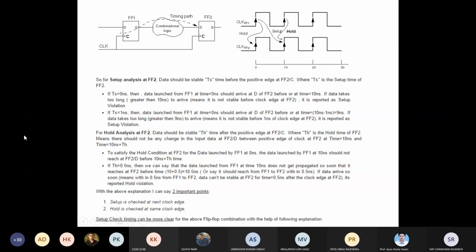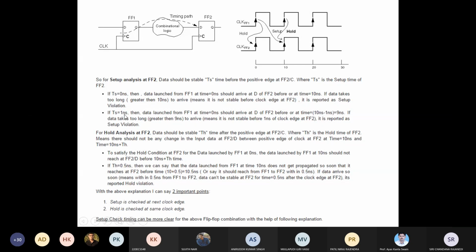Okay. So in the figure, what is written? They have assumed setup time is 1 nanosecond. In the hold time analysis, they have assumed hold time is 0.5 nanosecond. So data must be stable from 9 nanosecond till 10.5 nanosecond. And if it is ideal, then data must be there at 10 nanosecond fixed. So T setup 0 or T hold 0 indicates it is an ideal case, and data must be present at 10 nanosecond.